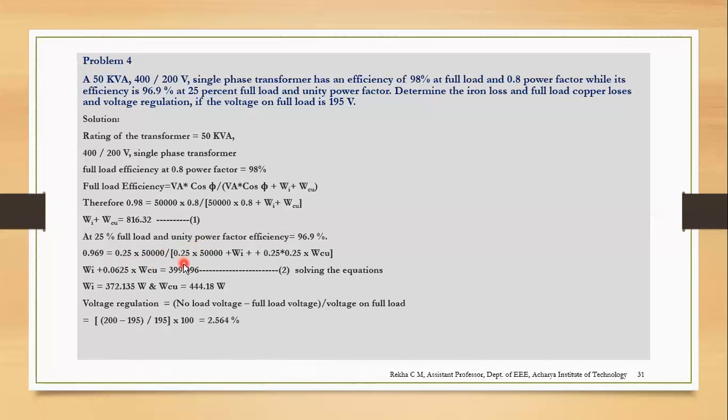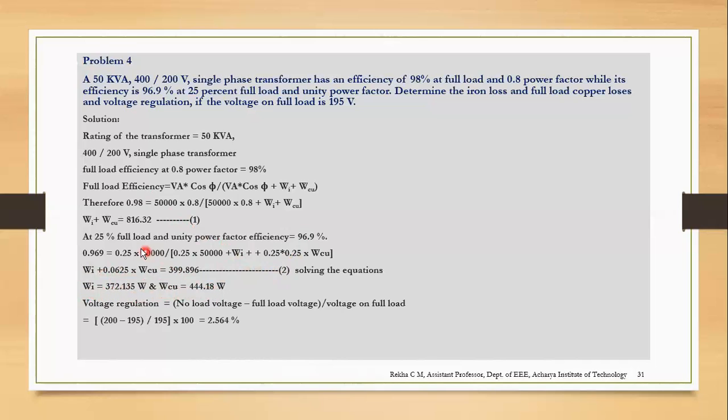Again divided by X value into VA value, that is the rating of the transformer, plus iron loss, plus again, when you are writing the copper loss, you need to multiply by the X square factor, that is 0.25 square, that is 0.25 into 0.25. So we get one more equation, Wi plus 0.0625 WCU equal to 399.896. This is equation number 2. Now solving equation 1 and 2, we get the values of iron loss and copper loss.